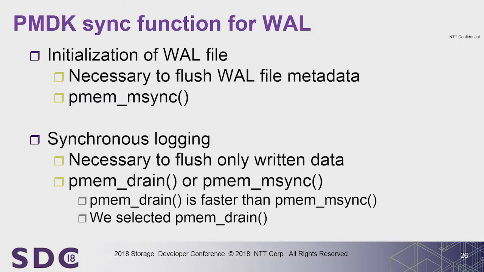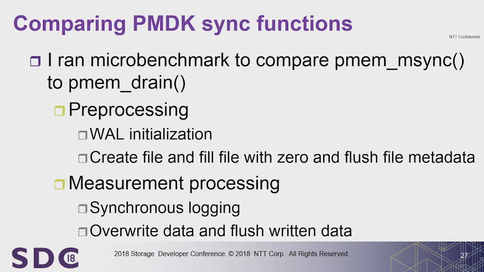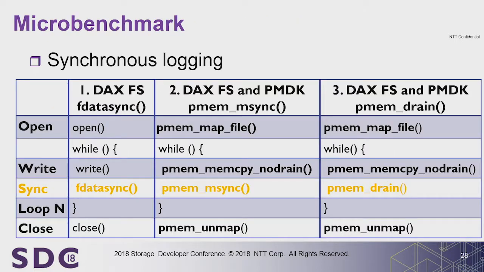Next, I'd like to talk about comparing the performance between pmem_sync and pmem_drain. I ran a micro benchmark to compare them. This emulates the work file I/O inside PostgreSQL, and I ensure only synchronous logging. This is the detail of the micro benchmark. I replace the write syscall with a PMDK API, pmem_memcpy_nodrain, and I replace the fdatasync syscall with the PMDK counterpart, which is pmem_sync or pmem_drain.